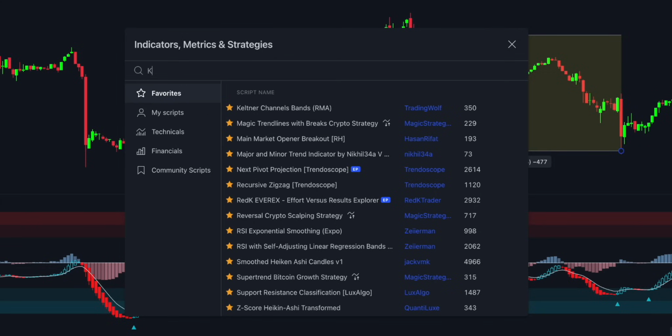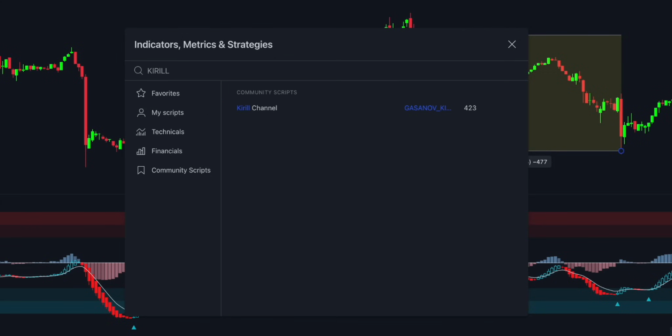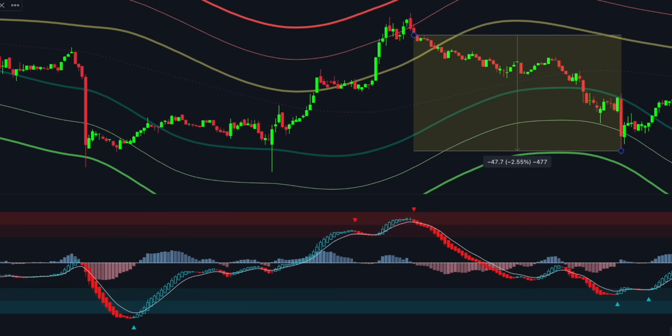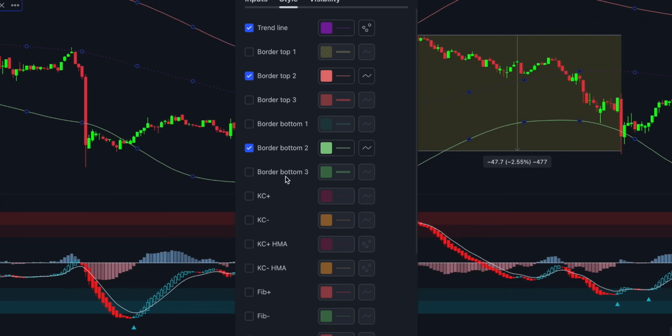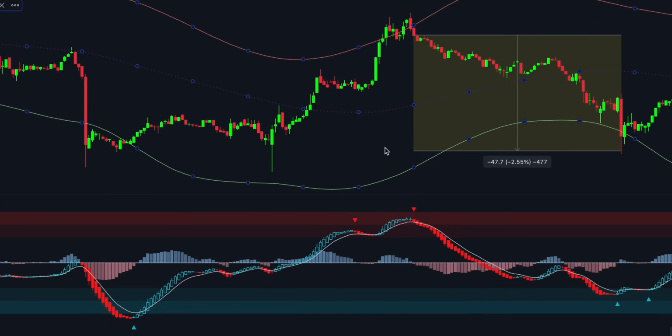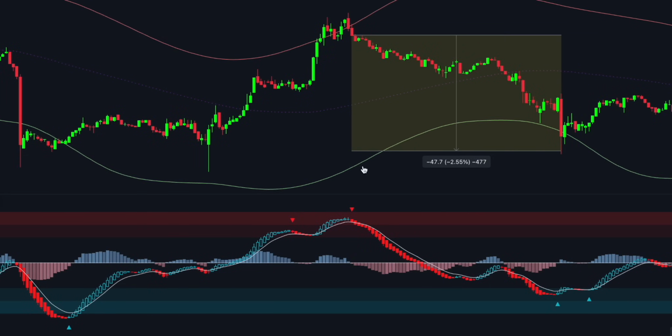This tool is called the Chiral channel. Once installed on the chart, open its settings and disable the border top 1 and 3 and border bottom 1 and 3. This channel is similar to Bollinger Bands, but more precise. The logic is simple. When the price exceeds the upper line, the security is oversold. Price reversal is expected. So a good strategy would be to wait for the band to be breached first and then for a signal to be produced.